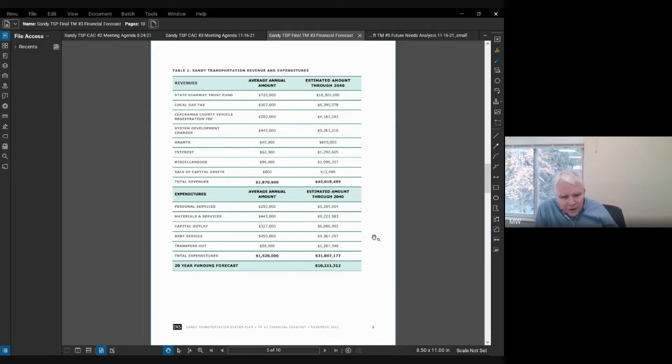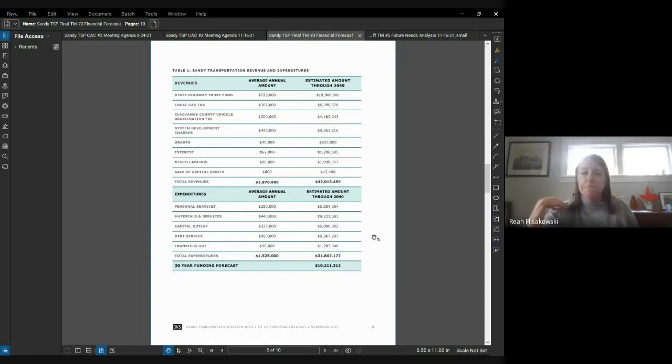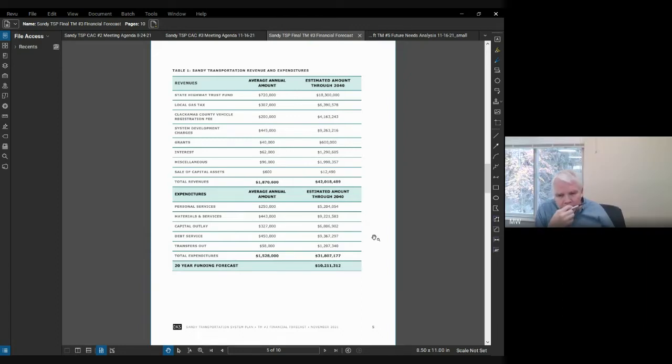But no, I assume that's the same formula that you're using, Ria, to just straight line that 450K out, but over 20 years. Yeah. Yep. Yep.